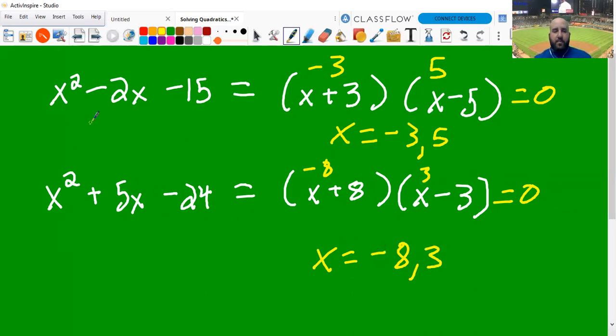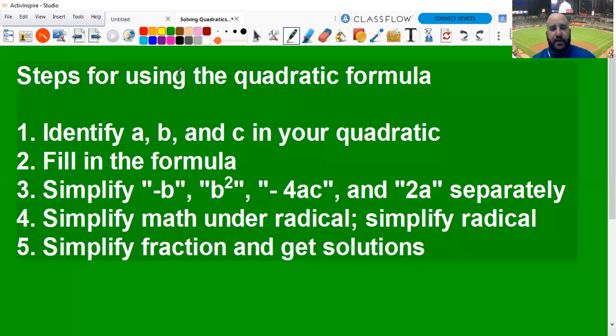So, we're going to see the steps first before we start to just jump right in with the quadratic formula. But this could be the first one that we're going to use the formula for. I already know the answers I should get, so we can just focus on actual process. Okay? So here's your steps. You got to identify A, B, and C in the quadratic using the standard form of a quadratic.